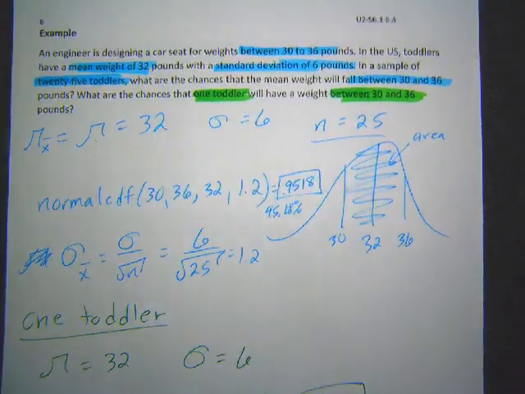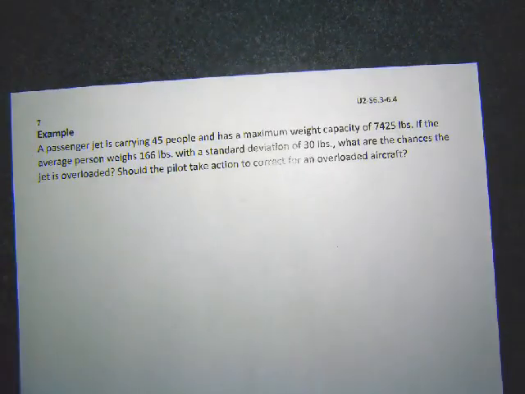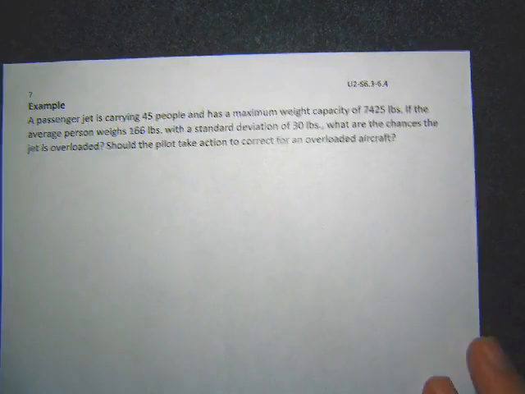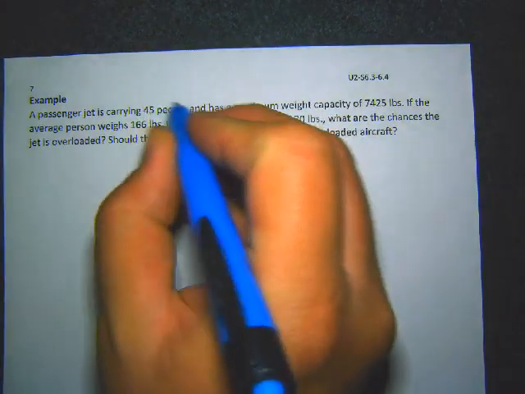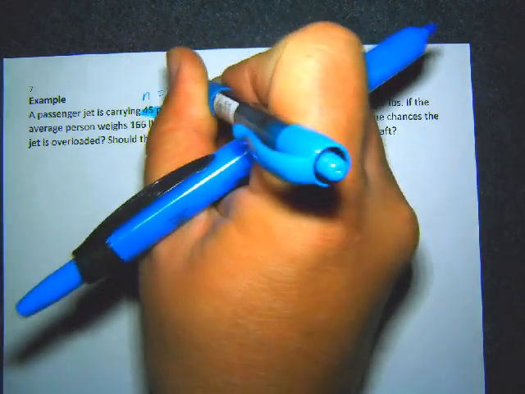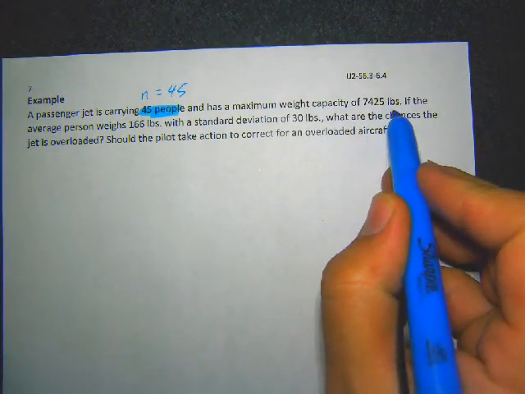Okay, let's try one more example. This one I want to definitely help you out because there's kind of some questions like this in the homework that can tend to trip people up a little bit. So let's look at this passenger jet problem. A passenger jet is carrying 45 people. Oh, there you go. That looks like a sample size to me. 45 people, so that's probably going to be our N, right? N is 45. It has a maximum weight capacity of 7,425 pounds.